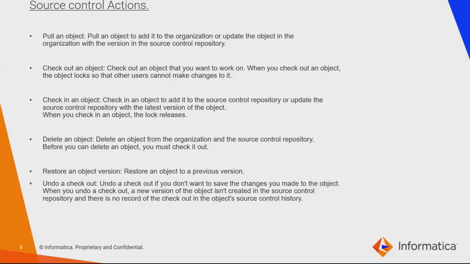Restore to a previous version. Say for instance, I have one version on my local org and I want to restore it to a previous version. I can just pull an object from GitHub to restore it. Undo a checkout. Say for example, I do not want to save any changes that I've made to a particular task in Informatica Cloud. I can use this particular feature of undo a checkout.